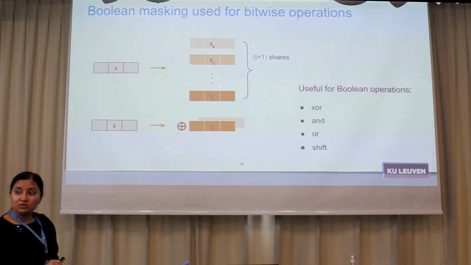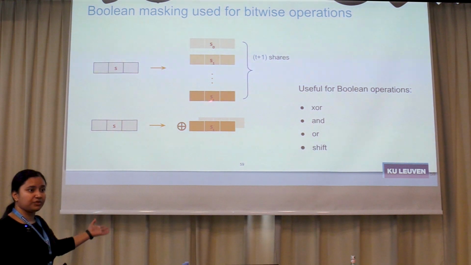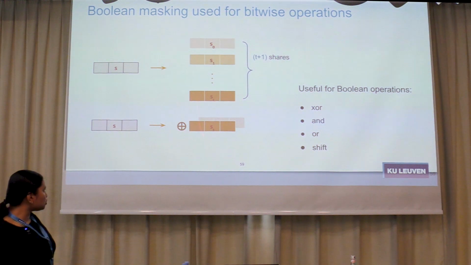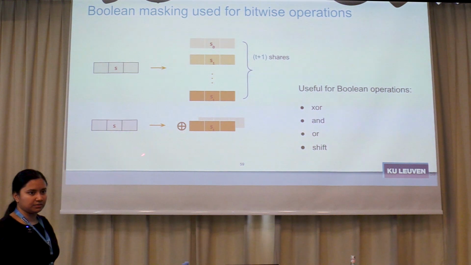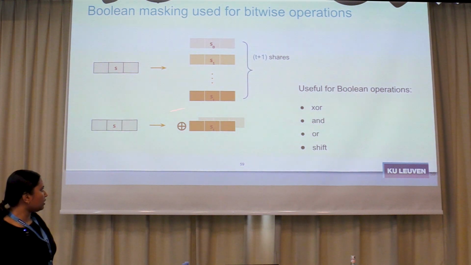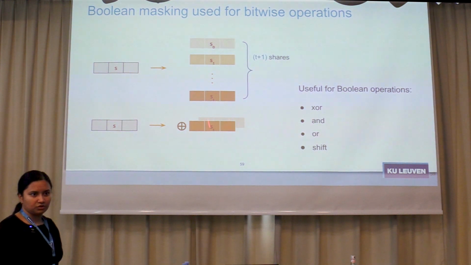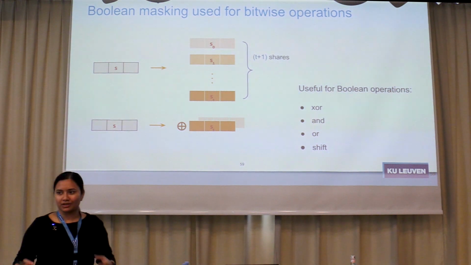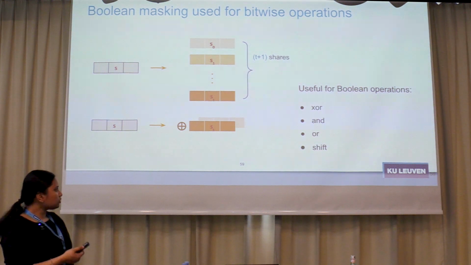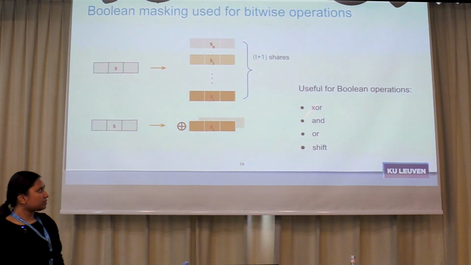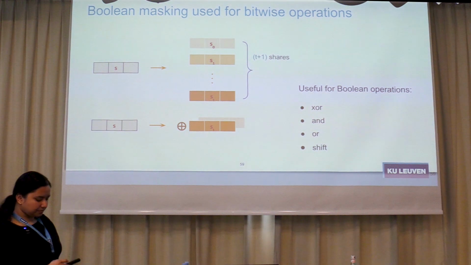It is the simplest one and the oldest idea of masking. You just XOR all the shares and that gives you the original secret basically. That's the relation between them, but you never XOR them in your masking algorithm, okay? And it is useful for all those bitwise operations I mentioned earlier.